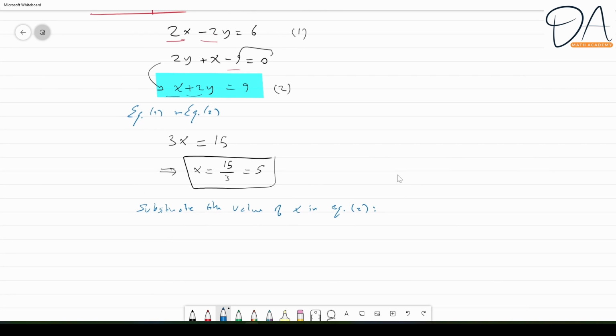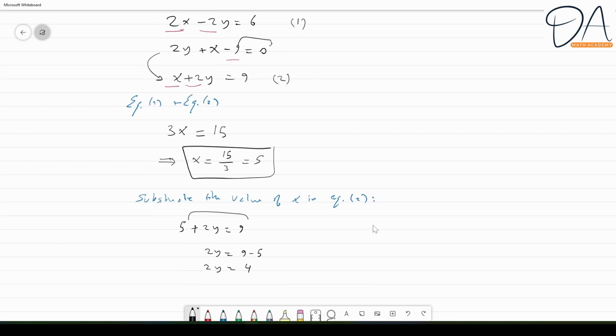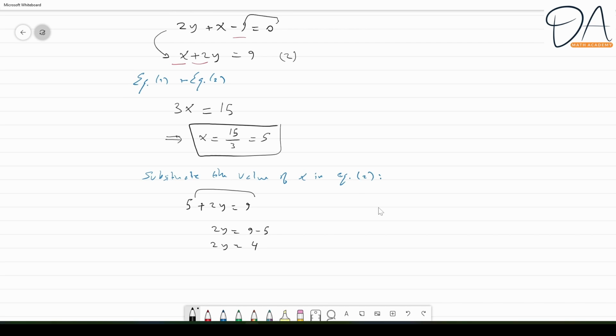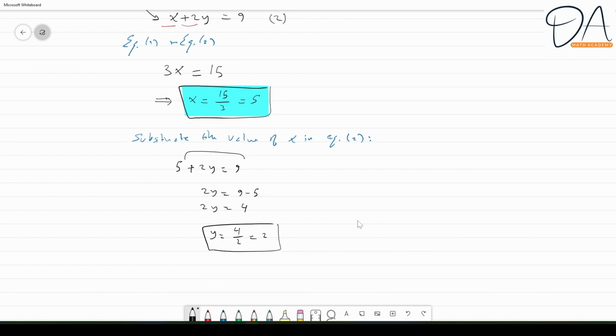So in equation number 2, we substitute the value of x. So x is 5, plus 2y equal to 9. Now we need to take the 5 to the right-hand side. So then you will get 2y equal to 9 minus 5, which is 4. And then we divide both sides by 2 to get the value of y. So y will be 4 divided by 2, which is 2. So this is the solution: x is 5 and y is 2.